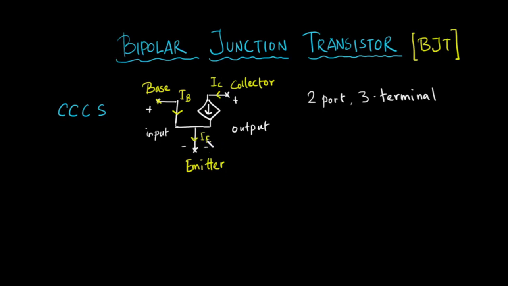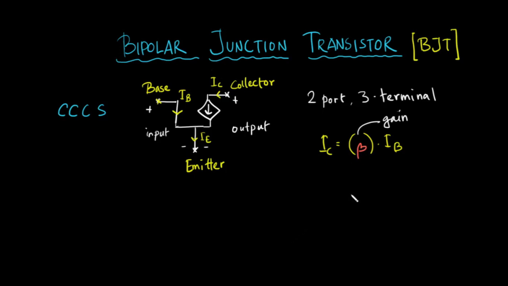Since this is a current controlled current source, that means the input current controls the output current. The input current is the base current, IB, and the output current is the collector current, IC. That means the output current IC is something times the input current. This something is called the gain of the device, and in standard terminology this gain is denoted by the letter beta.